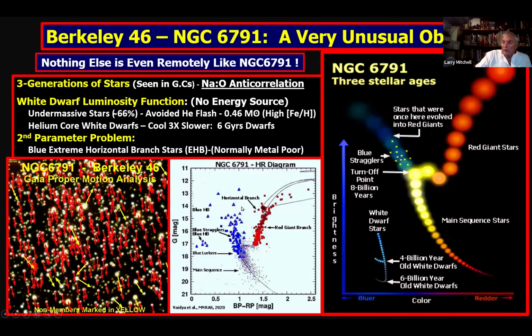There's one other area which I'll just touch on real briefly: there is a blue horizontal branch of stars over here. Metal rich stars should have all red horizontal branch stars. So these stars don't belong here either. So hopefully this gives you a general indication of just how screwed up Berkeley 46 is.